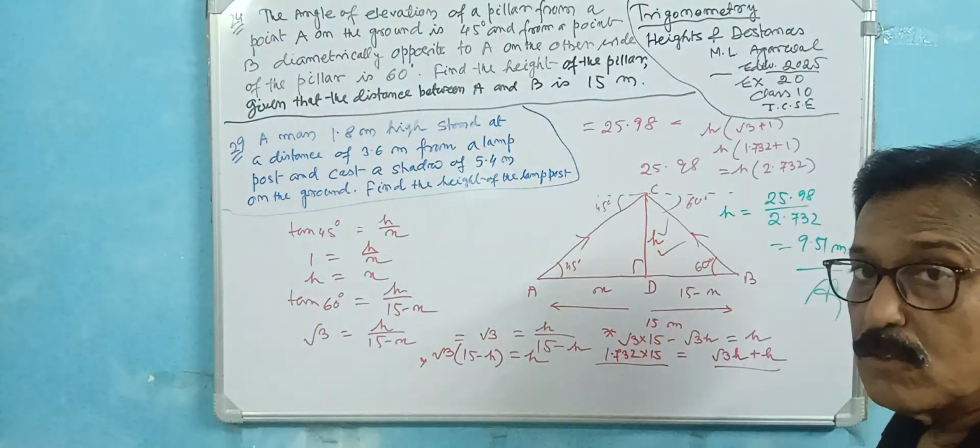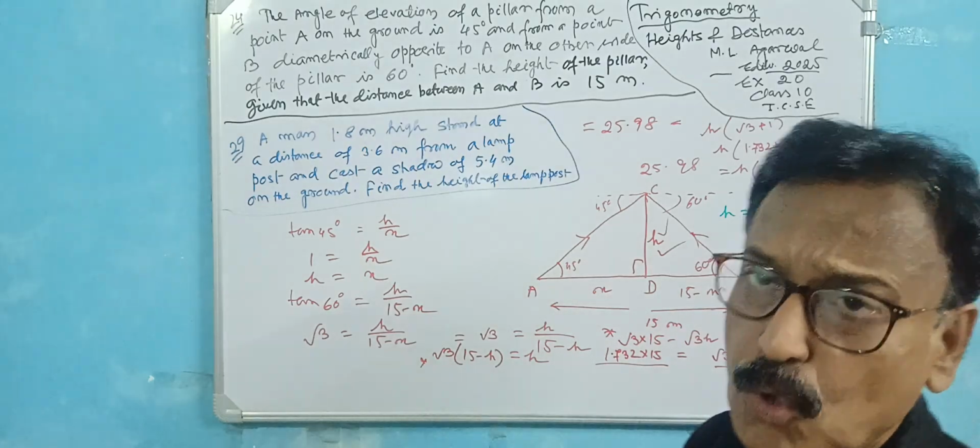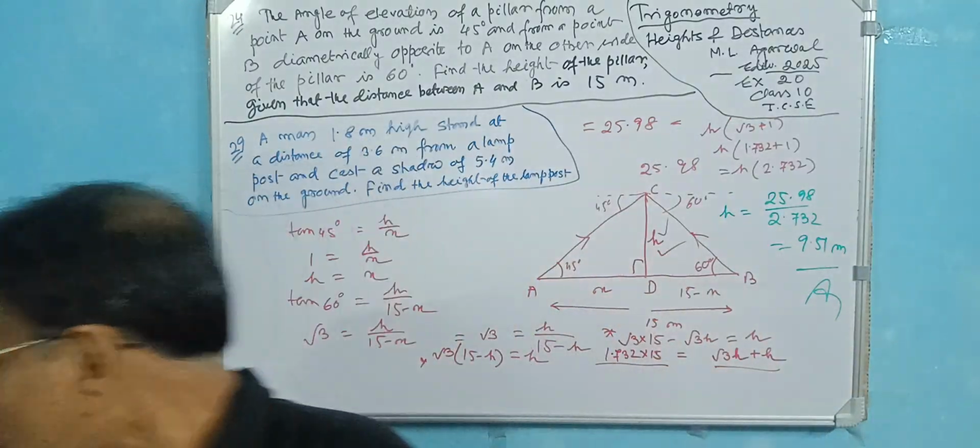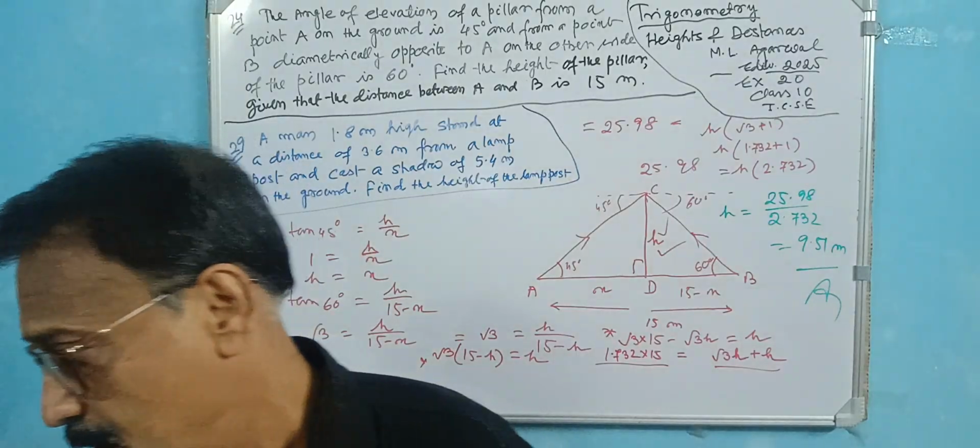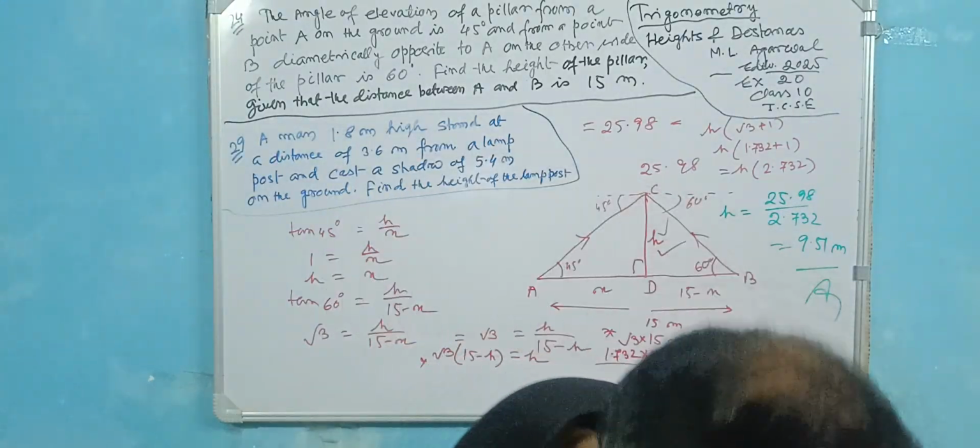And two triangles you select. Which triangle do you select? That is, and you know the value of this. Okay? It's clear to you? 9.51 is the answer. Okay?